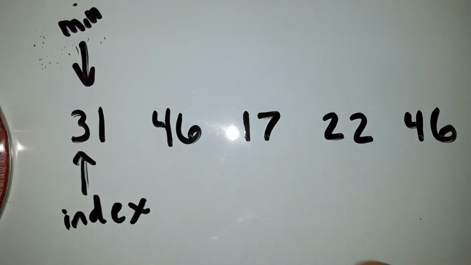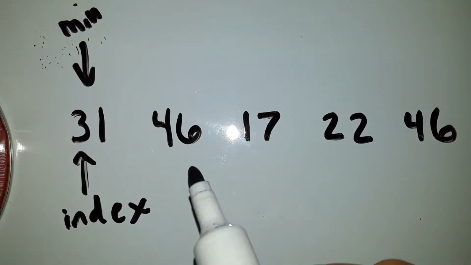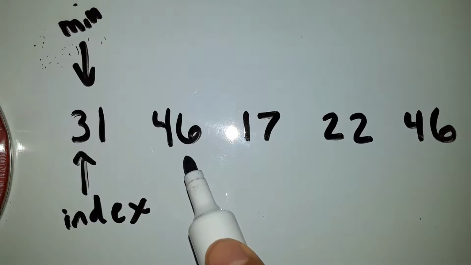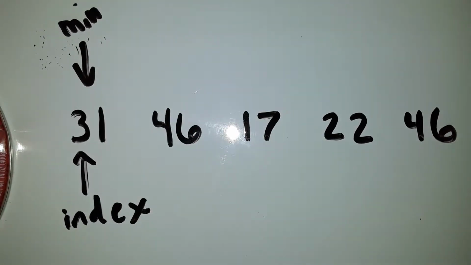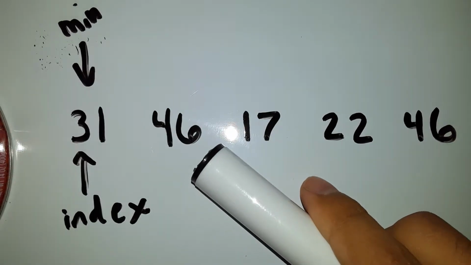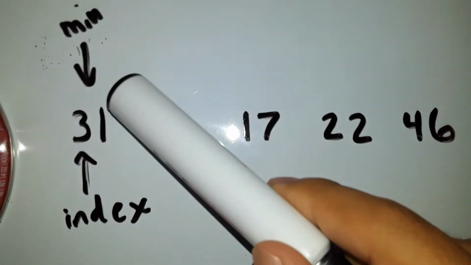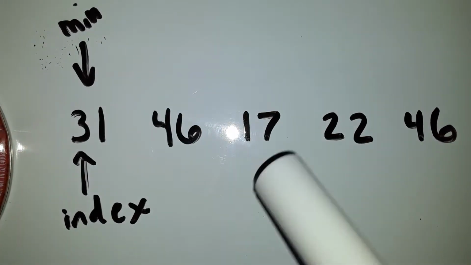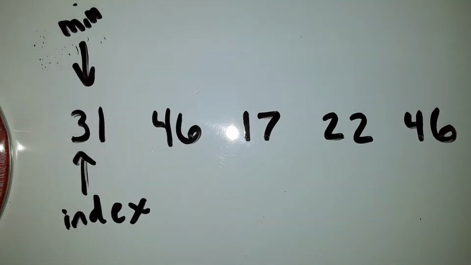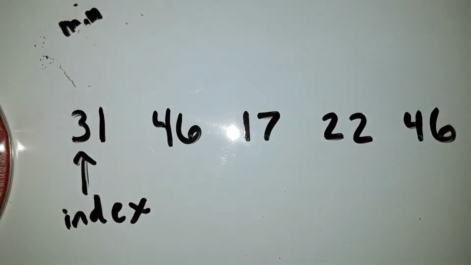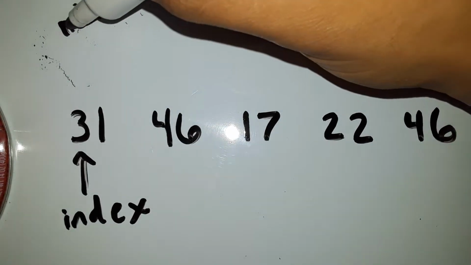So let's go ahead and just iterate through the array and compare the value that we're looking at to the value that our minimum currently points to. So is 46 less than the current minimum value of 31? No. Is 17 less than the current minimum value of 31? It is. So minimum value will now get updated.